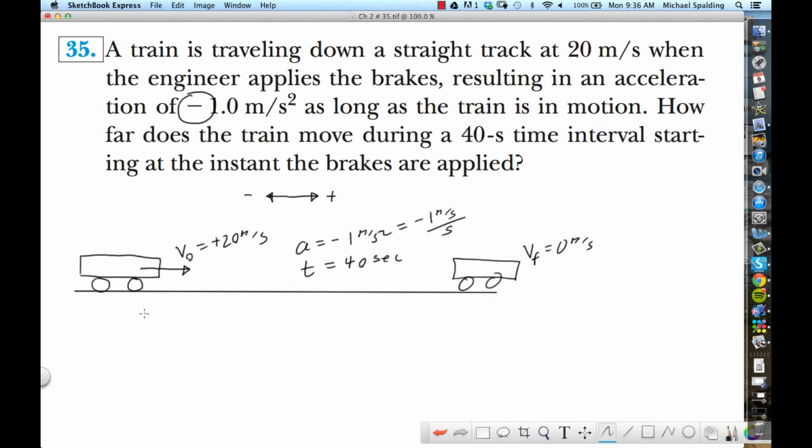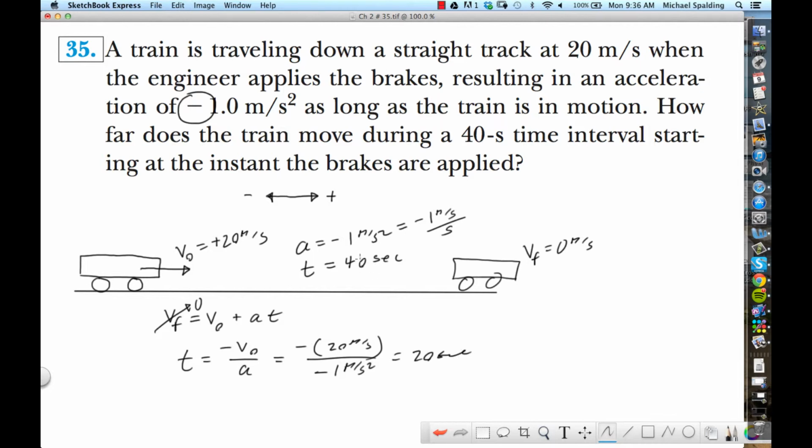You could calculate the time it takes for the train to stop with this equation: Vf equals V initial plus at. V final is 0, the train's going to stop. So t is going to be negative V initial over a. So that's negative 20 divided by negative 1, which gives 20 seconds.